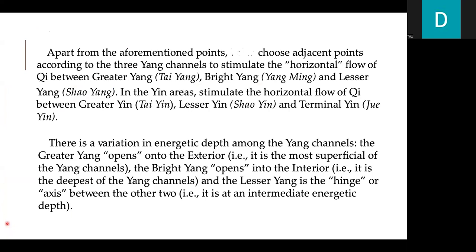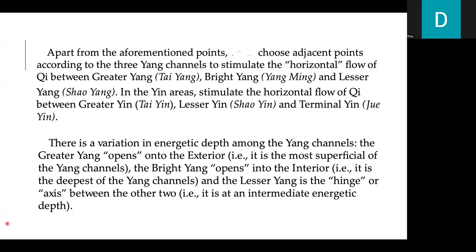Apart from the aforementioned points, choose adjacent points according to the three yang channels to stimulate the horizontal flow of qi between the greater yang, tai yang, bright yang or the yang ming, and the lesser yang or the xiao yang. In the yin areas, stimulate the horizontal flow of qi between the greater yin or tai yin, the lesser yin or the xiao yin, and terminal yin, the jue yin.